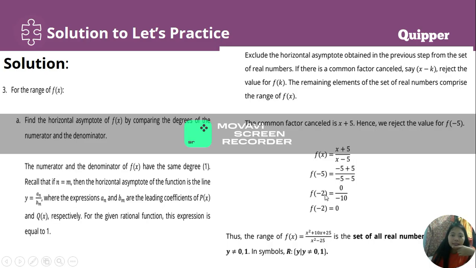Do not mind the negative 2, this is negative 5, that was an error. Thus, the range of f of x is, look at my arrow since it's not really visible, R equals the set of y such that y is not equal to 0 and 1.